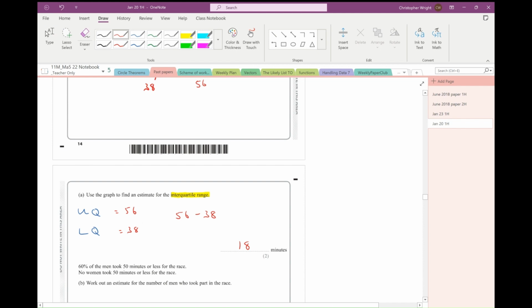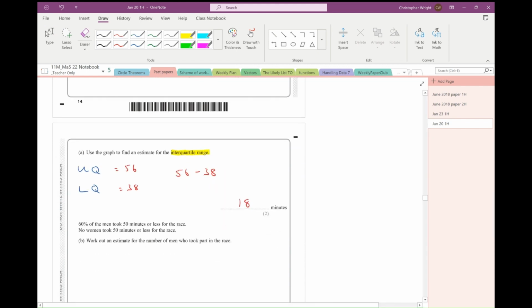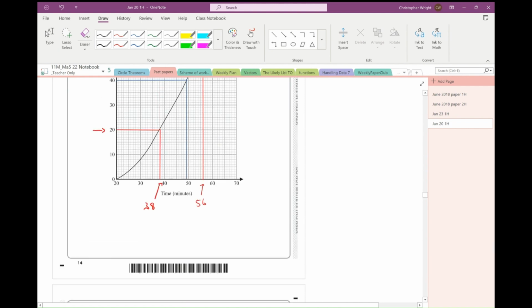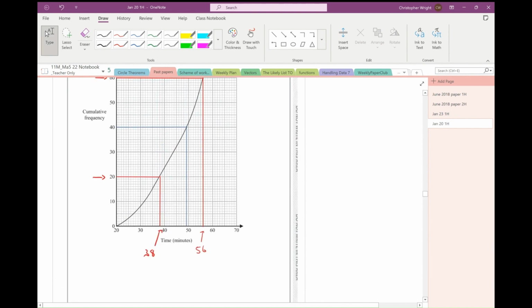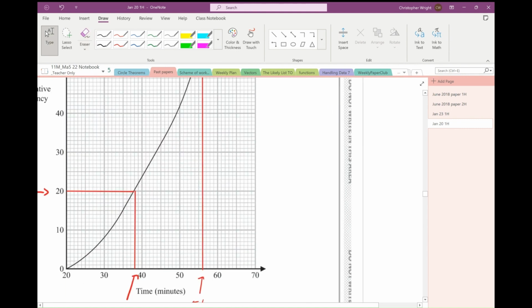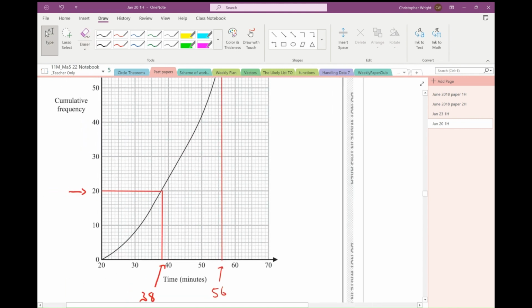60% of the men took 50 minutes or less for the race. Okay? No women took 50 minutes or less. Okay, so all the people who were 50 minutes or less must have been men. I wonder how many people were 50 minutes or less. Let's have a look. I'm going to delete that bit there. Right, 50 minutes or less. How many people? Let's have a look. Do it in blue. 50 minutes or less.